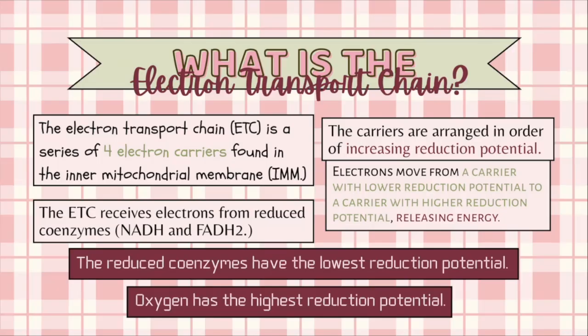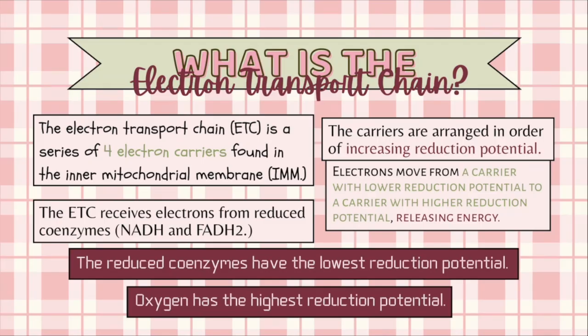And this whole process by which the electrons move from one carrier to another releases energy. This energy that is released is used to synthesize ATP, okay? That process is called ATP synthesis. And so ATP synthesis and the electron transport chain collectively form the oxidative phosphorylation process.